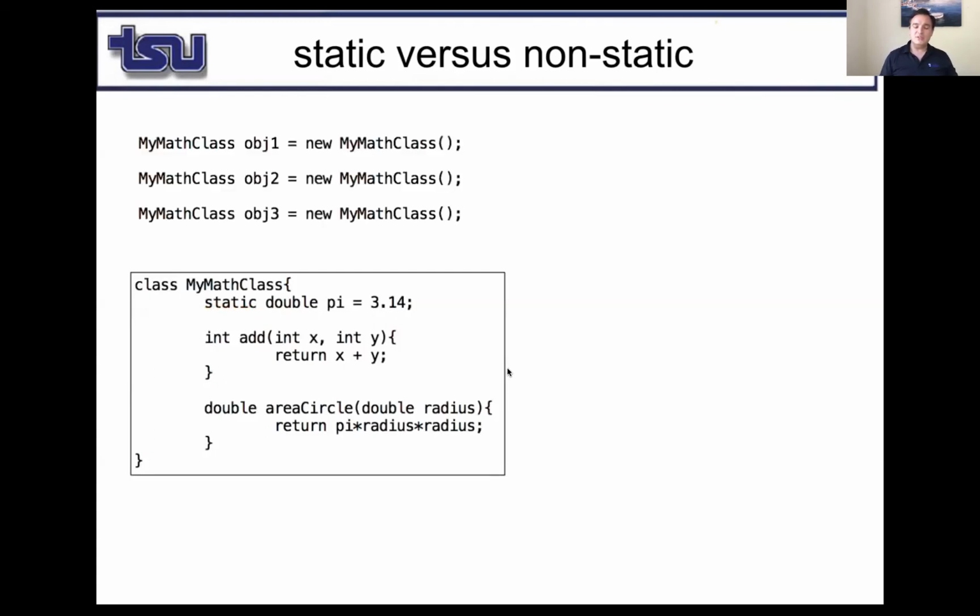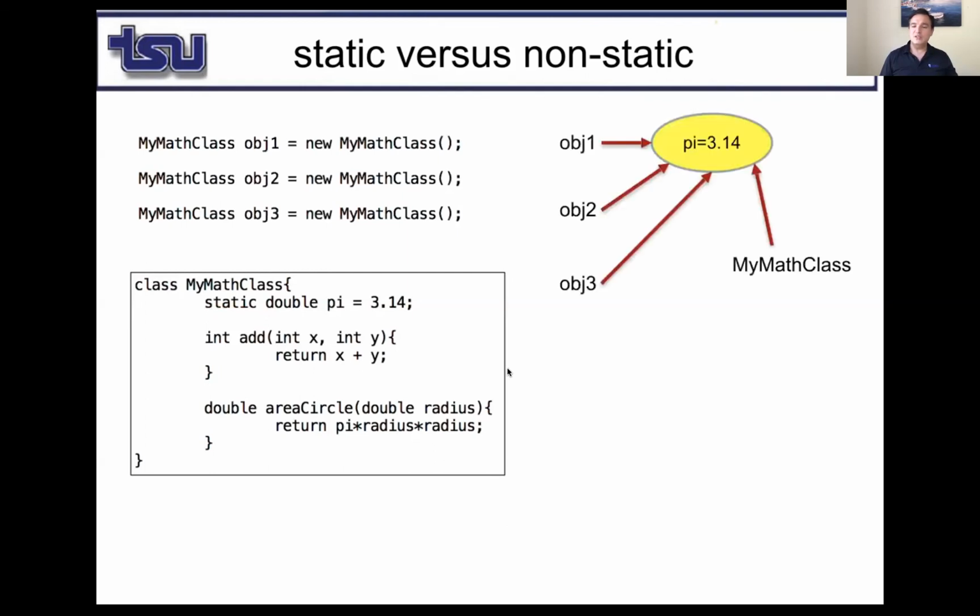In this case, even if I have 3 objects, I will have a single copy of pi. obj1 will refer to the same pi. obj2 will refer to the same pi. obj3 will refer to the same pi. In fact, even if I don't have any objects created, that pi will exist. As soon as your class is loaded, even if you don't create any objects of my math class, that pi will exist in the memory. In the previous example, when it wasn't static, when your class is loaded, it will wait until an object is created, okay? So that's what a static is.